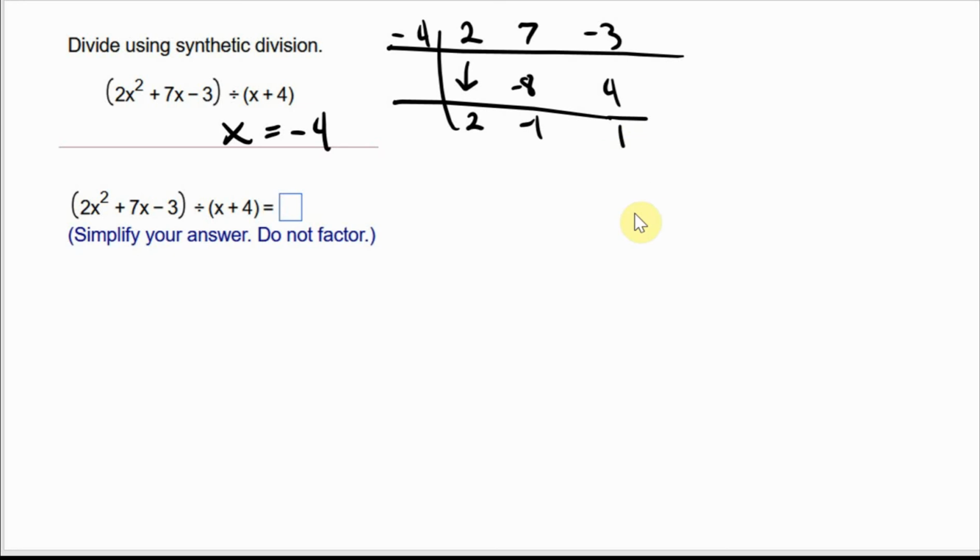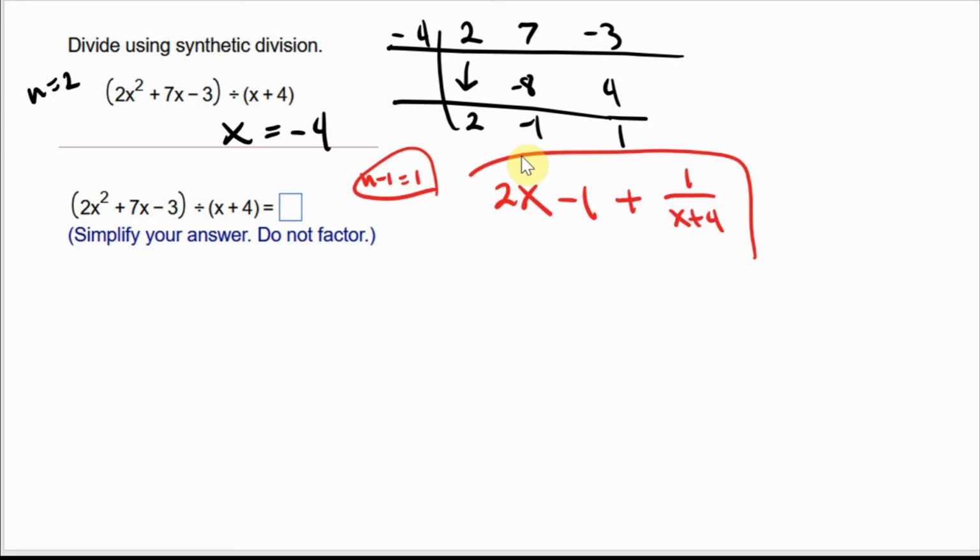The degree initially was 2, so this degree bumps down, n minus 1. Right? So that means here that this is 2 times x to the first power. That's what I'm saying there. Minus 1, and then plus the remainder is 1 over x plus 4. All right, 2 more problems.